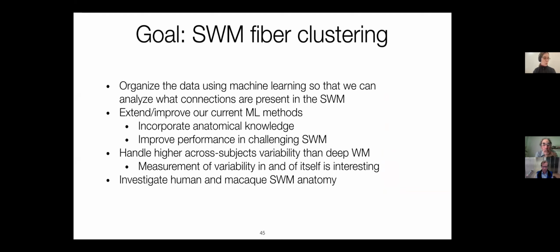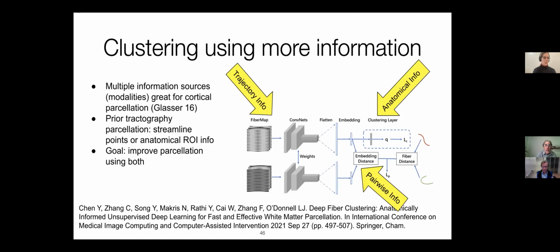Our second goal is to work on superficial white matter fiber clustering. And so we're really hoping to improve our current machine learning methods to better handle the challenges of the superficial white matter. And I'm going to keep going a little bit because I have two example results. I think I just have 2 or 3 slides left.